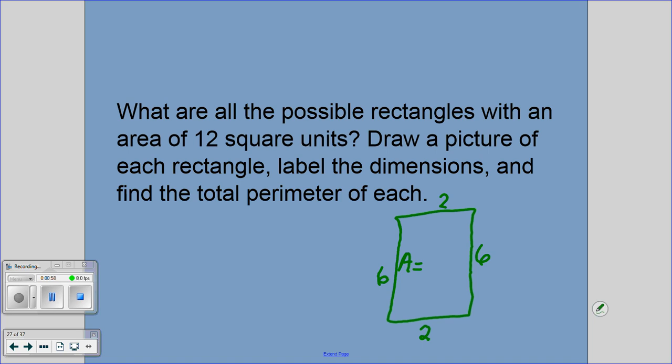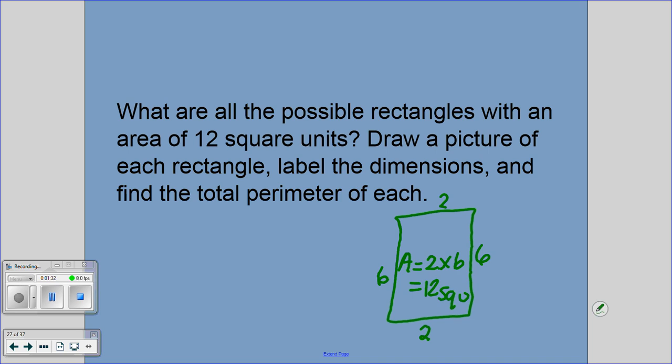What's going to be my area equation? 2 times 6, because with area we always think array. 2 times 6, which equals, Damien? 12. 12, and we're doing area. So what's going to be my? Square unit. Very good. 12 square units.